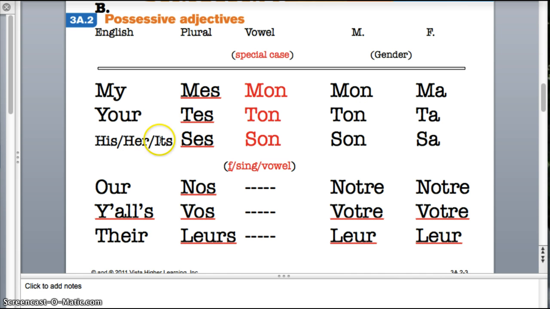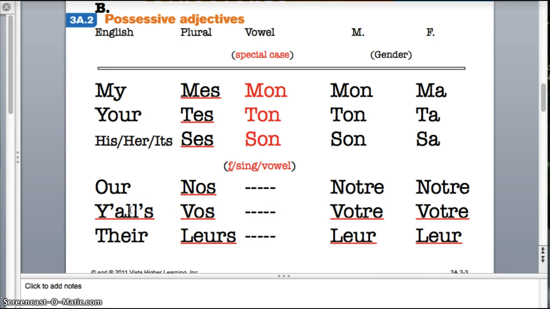To say his, her, and its, they all mean his, her, and its. The plural one is ses, starts with a vowel but is not plural is son. Masculine is also son, and feminine is sa. Down for our, there are only two ways to say it. There's a plural way, which is pronounced nos with a silent S. And the singular form, which is both masculine and feminine, is notre. You possibly recognize this word from the cathedral called Notre Dame, which means Our Lady.